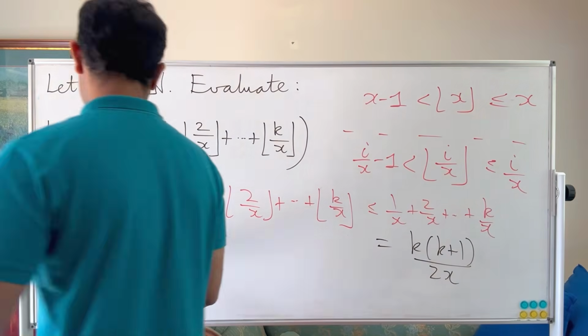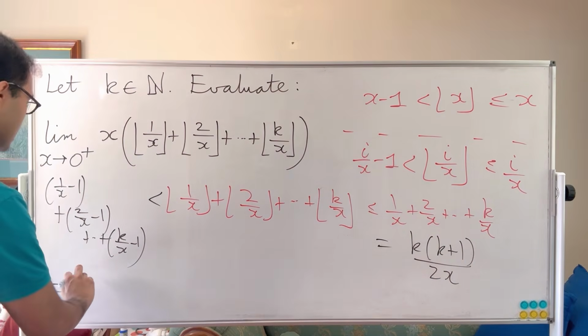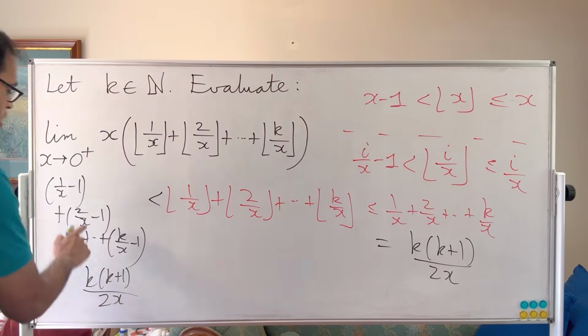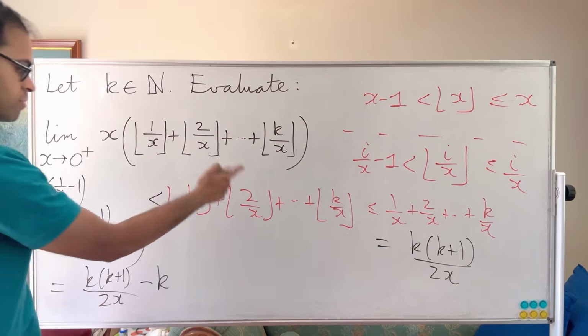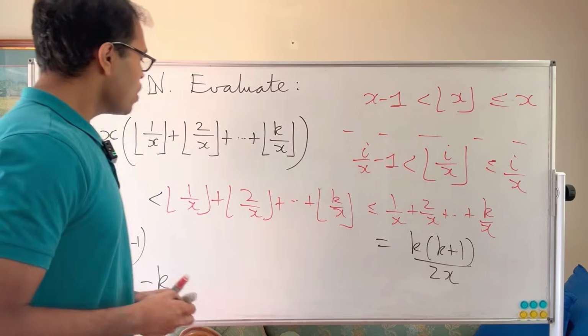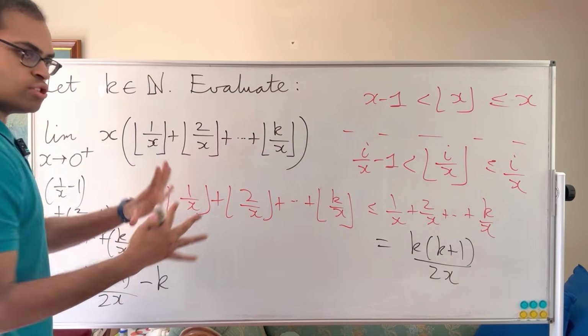Okay, so we've got that, and again we collect all the terms 1 over x up to k over x. That's going to be k times k plus 1 over 2x, and you're going to subtract off k. So you're going to subtract off k, and that's going to be our inequality. So this is less than this quantity, which is less than that. Okay, now what happens when we multiply by x? We're going to squeeze this limit in between two expressions.